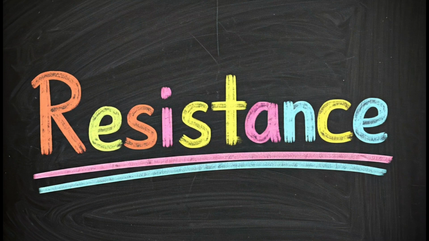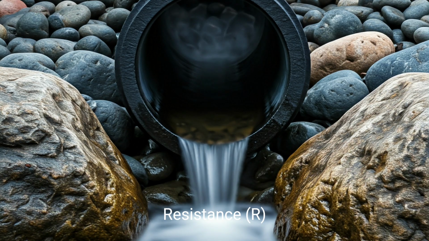Now let's talk about resistance. Resistance measures how easy or difficult it is for electrons to move through a material under the influence of voltage. We use a device called a resistor to produce resistance.